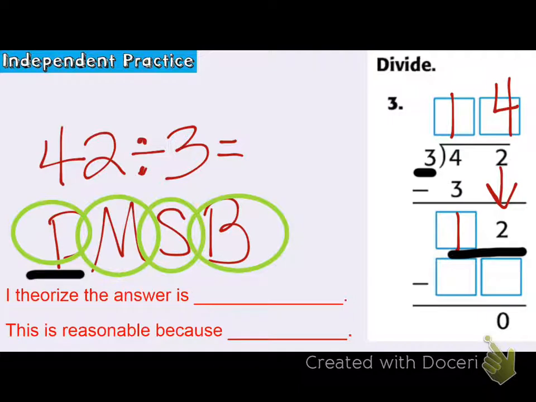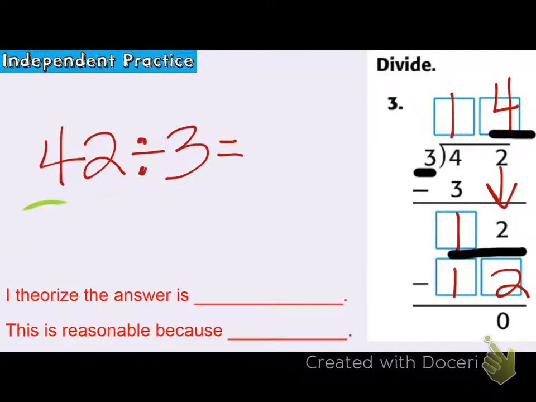The next step after divide is multiply. 3 times 4 is 12. So I can go ahead and move on to subtracting. 12 minus 12 is nothing. There's no remainder. There's nothing left over, nothing to bring down.